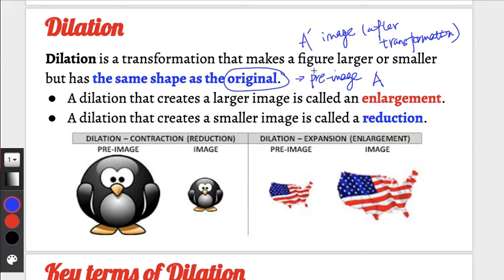Now let's check the bottom picture. Please focus on which one is the pre-image, so you can compare the one after to the original one. The pre-image for the penguin, as you can see clearly, is getting smaller, so it's a reduction. And for the USA map here, the pre-image is small and is getting enlarged. It's like dilating the picture, so it's called enlargement. This kind of example is very common to see, and it is all dilation.